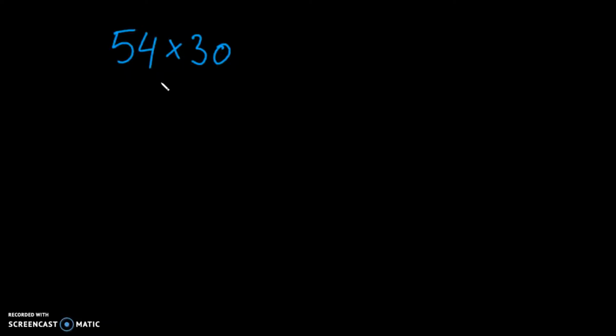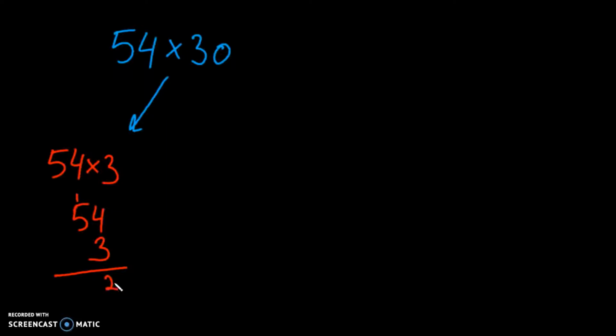So, for this problem, there are two ways we can solve this. First way is we can remove the zero, so we can multiply 54 times 3. 54 times 3. 3 times 4 is 12. Actually, let me do it with another color. It's 12. 3 times 5 is 15, plus 1, 16. 162. At the end, because we forgot the 0 at first, we should add it back. This is the easiest way to solve this.